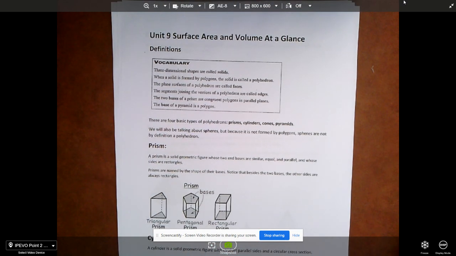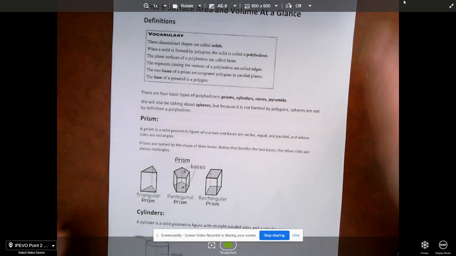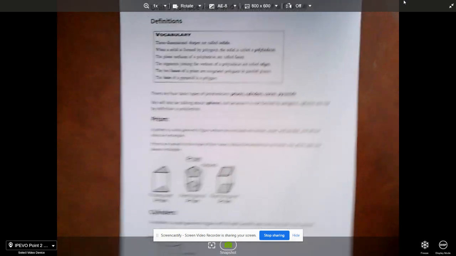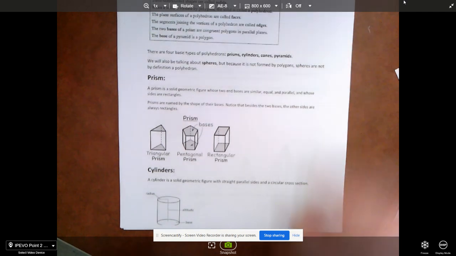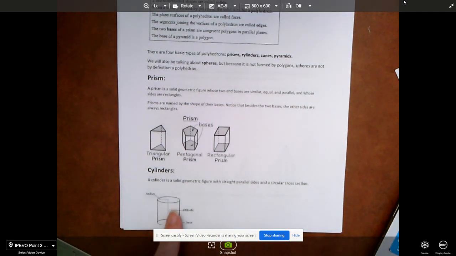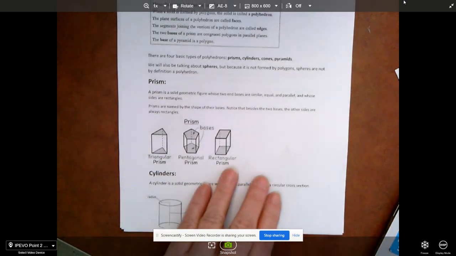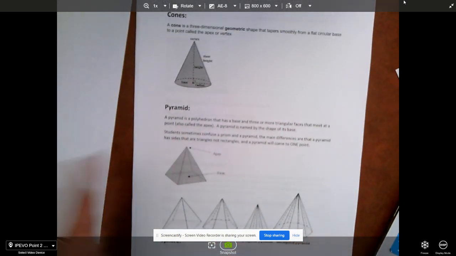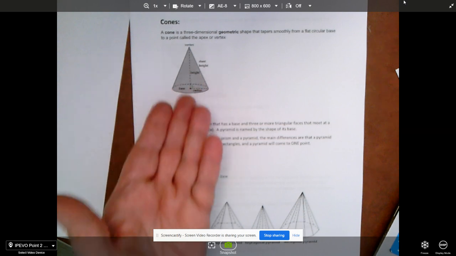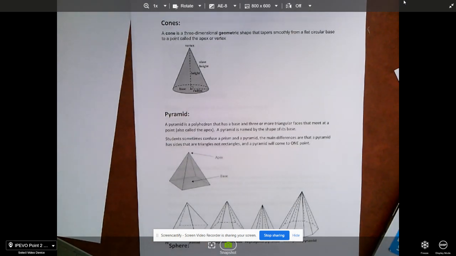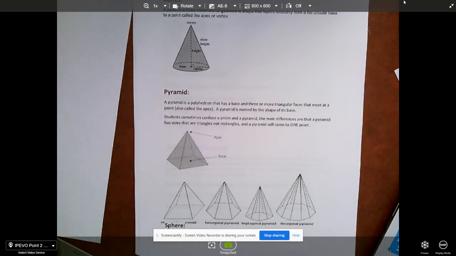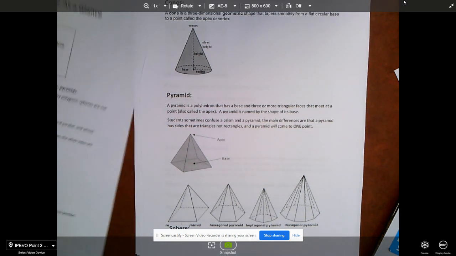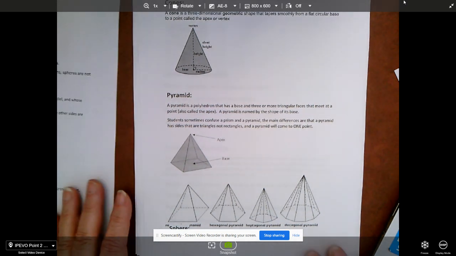A cylinder is exactly what you expect it to look like. Let me move the camera a little bit so you can see. Here's a cylinder, right? It just looks like a can, a can of soup, for instance. That would be a cylinder. And a cone is easily recognizable, because it looks like an ice cream cone. Pretty simple. The pyramid and the prisms are really the two that are most difficult.